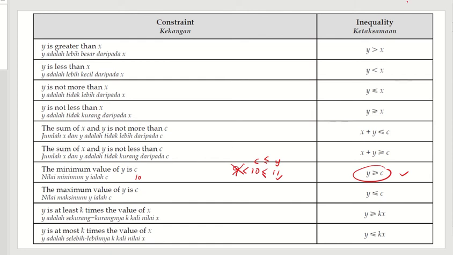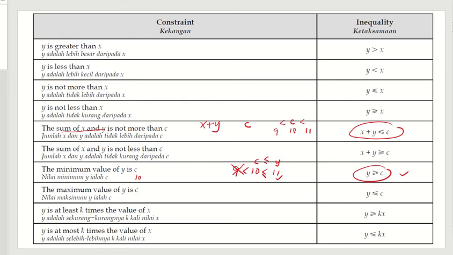Okay, then after this, another form is like this one. The total or the sum of x and y, x plus y, no more than c. So you can do it like this. Your c is here. Let's say it's 10. I can put 11, 9.